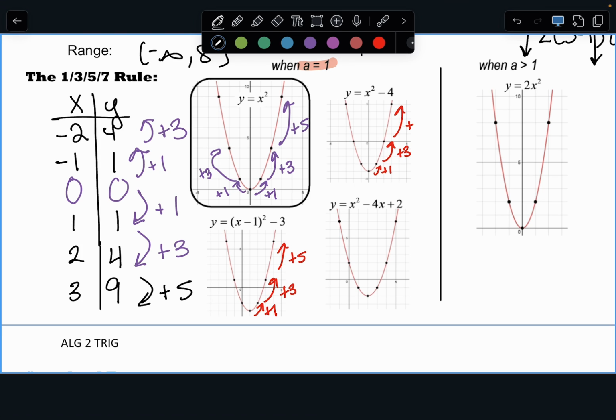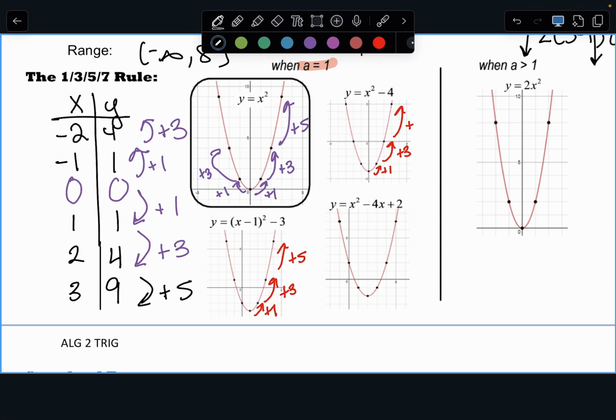We still have to put the table up though, right? For now, yes. After today, I will start to say, okay, plot your vertex and just go over 1, up 3. Over 1, up 5. Over 1, up 7. Okay? But for now, I still want you to show it because you'll still be messing up.